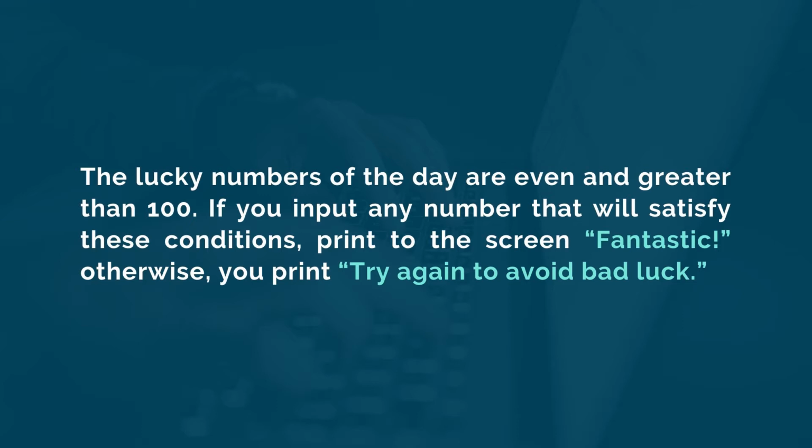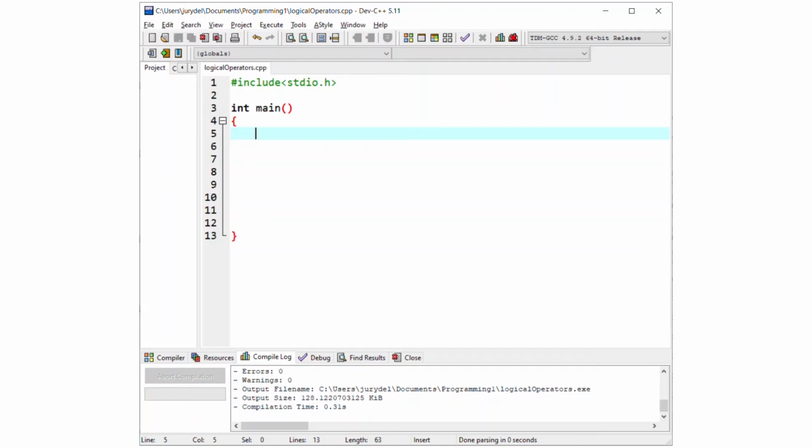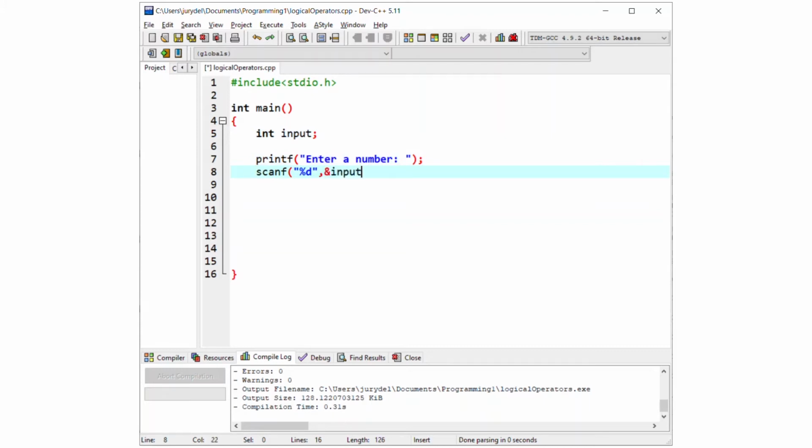We have two conditions to satisfy, right? The word fantastic will be printed out if the number being inputted is even and greater than 100. Again, the two conditions are even and greater than 100. Here, we used input as our variable name, and we also have the instruction for our user to enter a number. Then, this is followed by scanf that will store the inputted number to the input variable. Let's have the if statement. And then add the conditions.